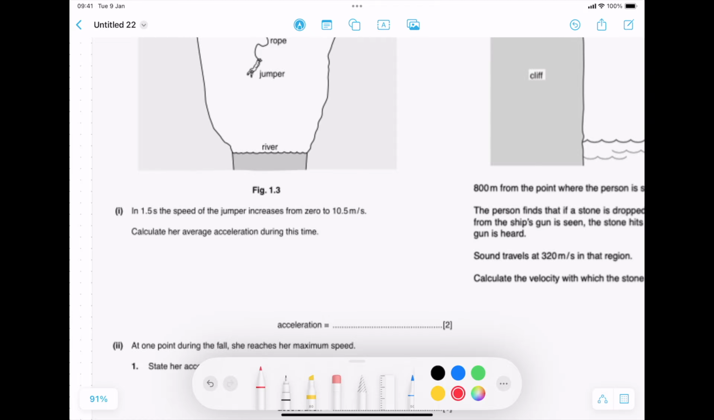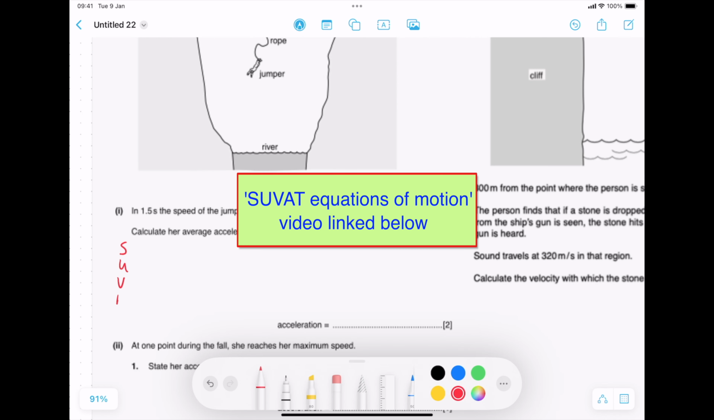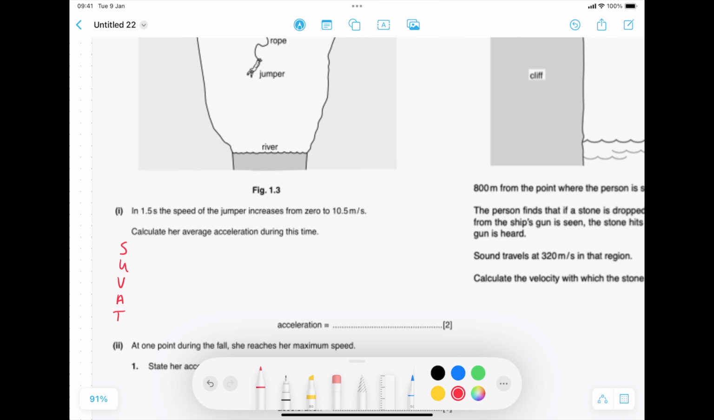From the previous video, I taught you to list the variables vertically downwards and then fill in the ones that you have, put a question mark next to the one that you want, and leave any other symbols out that you don't need. We have the initial speed, because the person starts at 0. We have the final speed, which is 10.5. We have the time taken for this bungee jump, which is 1.5 seconds. And then the variable it requires is the acceleration, so the question mark is on there.